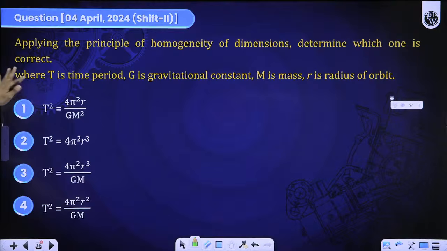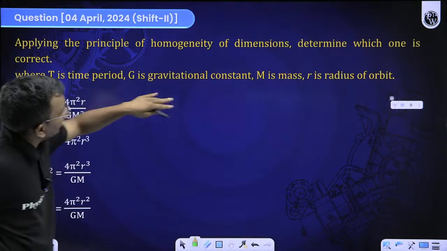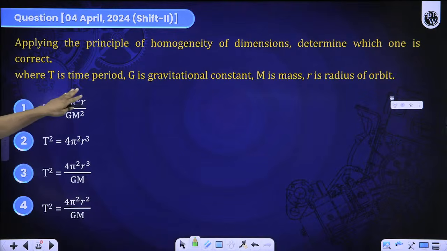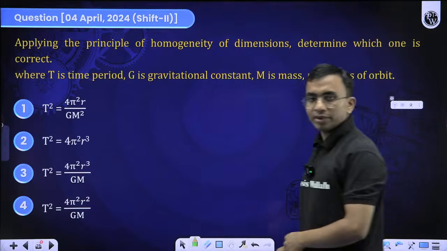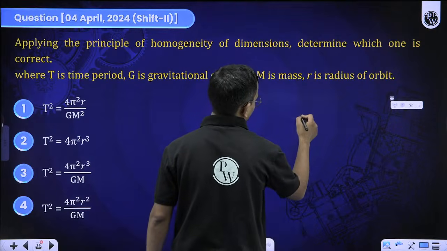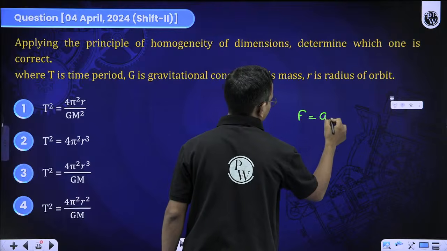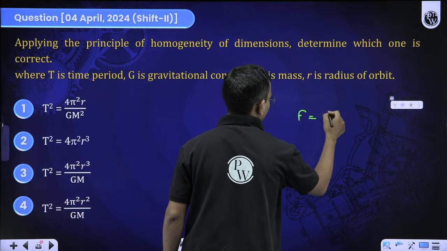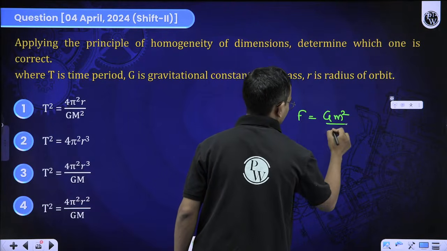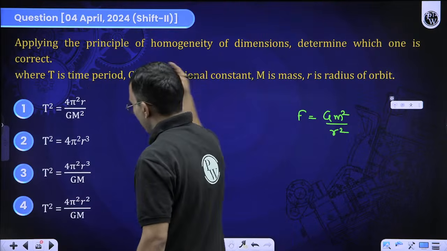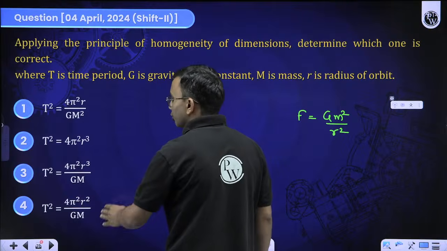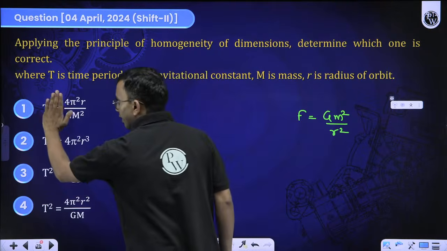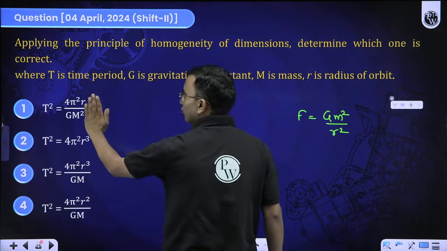Here also let us check which formula is dimensionally correct. Applying the principle of homogeneity, determine which one is correct. T is time period, G is gravitational constant, M is mass, R is radius. For gravitational constant you can use this formula: force is equal to G into mass square divided by R square. Use this formula and put it here.